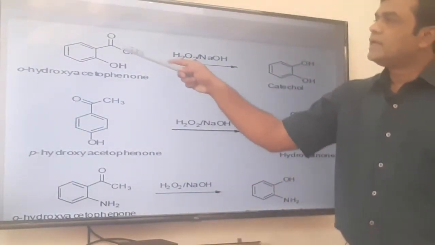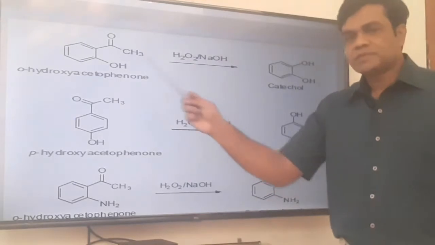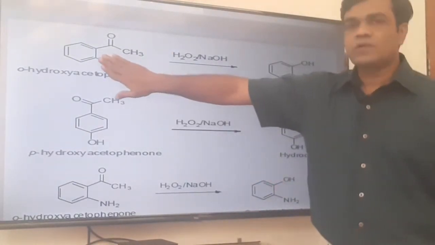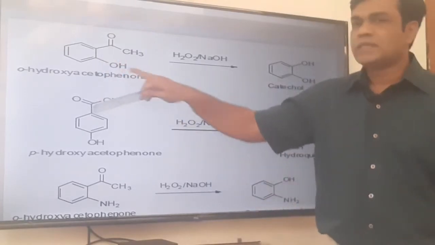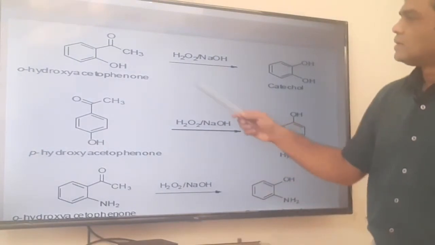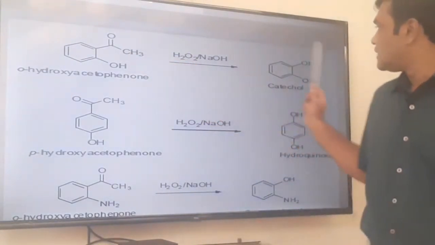See here, instead of aldehyde, a ketone group is there. Now, what is the name of this compound? It is ortho hydroxyacetophenone. See, it is acetophenone. At the ortho position, there is a hydroxy group, so it is ortho hydroxyacetophenone. So this C double bond O CH3 is oxidized to OH.